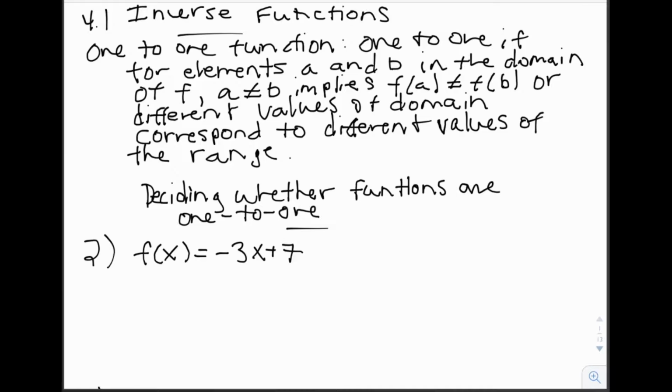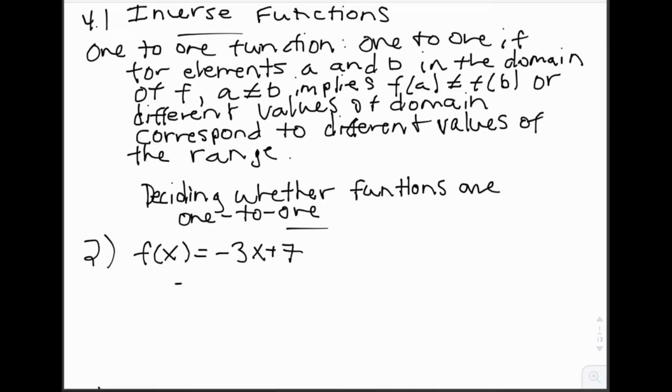So our first one, f of x is equal to negative 3x plus 7. What we want to essentially show is that f of a is equal to f of b, which leads to a is equal to b. And if we can show that, then we can say that this one is going to be one-to-one. So first thing we're going to do is plug a into our f of x. So every time we see an x, we're going to replace that with an a.